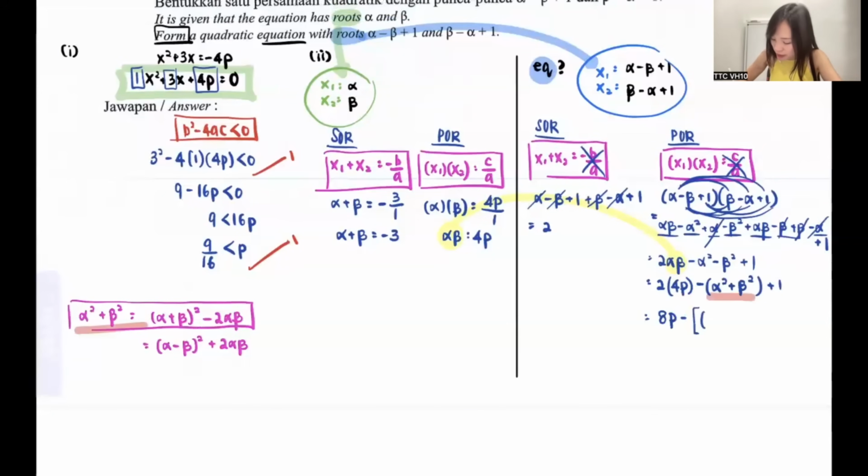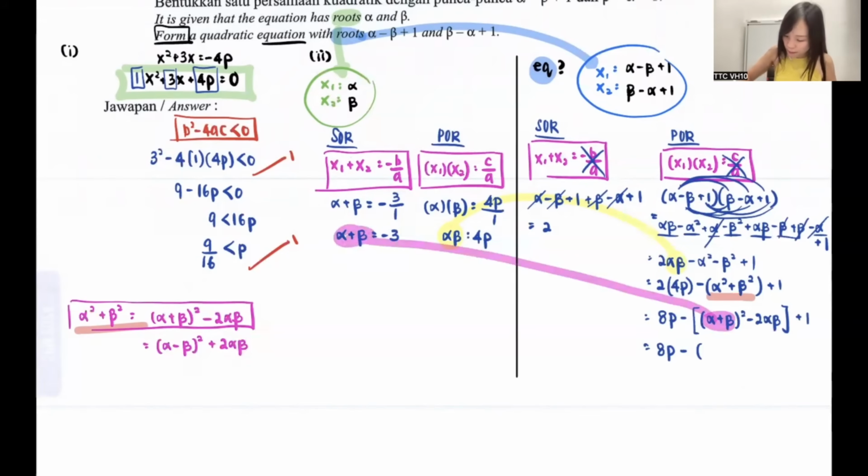So based on the top one, guys, it will be alpha plus beta square minus 2 alpha beta plus 1. Okay? Now, let's try to sub inside. 8p minus alpha plus beta. Wait, I highlight for you guys. Alpha plus beta, isn't it this pink color one? Negative 3p. Okay? Negative, positive, still negative. Negative, negative, this one positive. Positive 2 alpha beta. This alpha beta, sub the yellow color one. Isn't it 4p? Can you guys see that? Plus 1. Okay, I already opened the big bracket. So 8p minus negative 3, you squared it, is 9. Plus 8p plus 1.